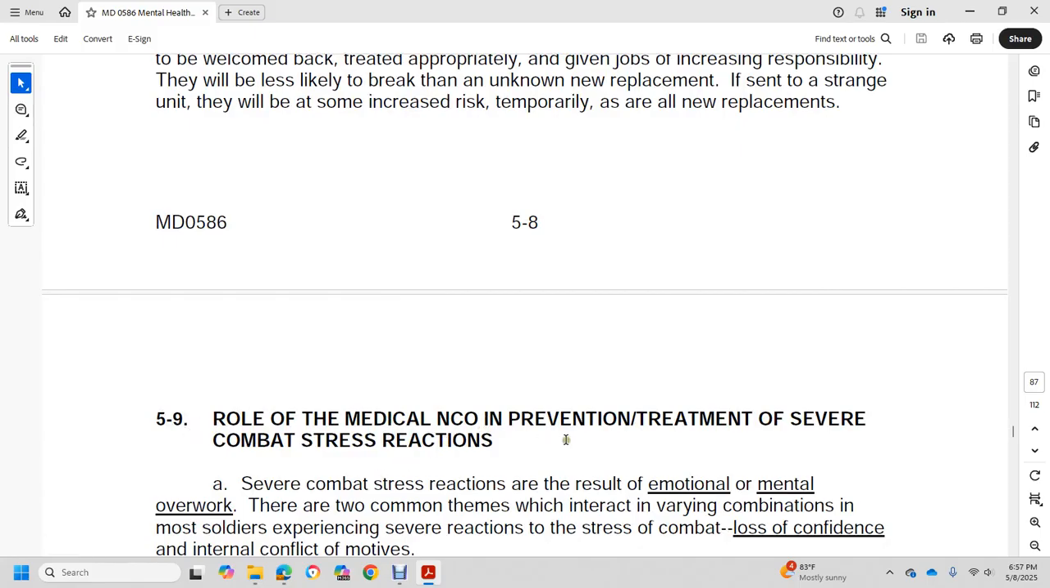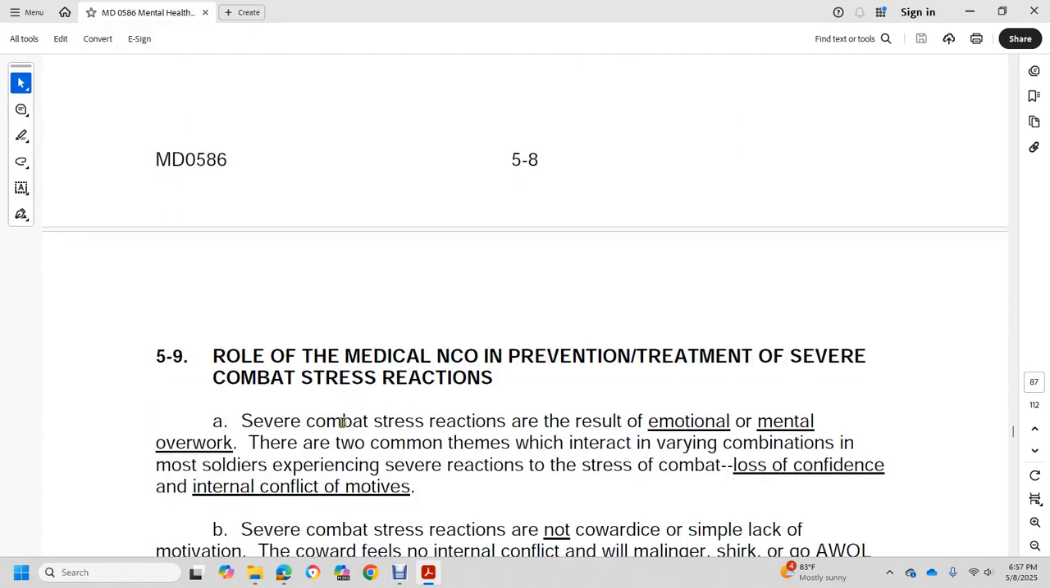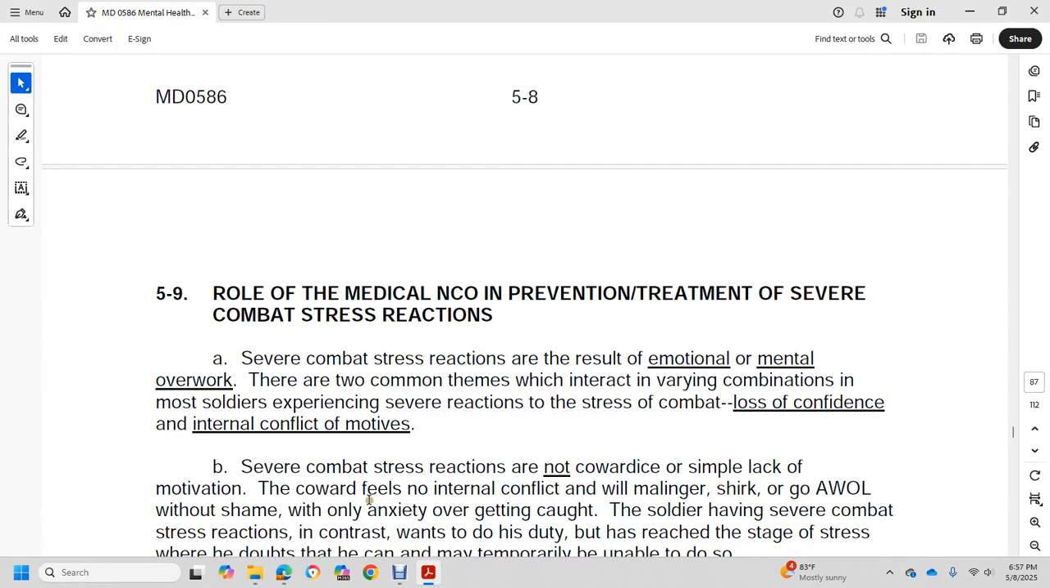5.9 Role of the medical NCO in preventing and treating severe combat stress reactions. Severe combat stress reactions are a result of environmental and mental overwork. There are two common themes, interacting in varying combinations, that most soldiers with severe combat stress reactions will experience: loss of confidence and internal conflict of motives.